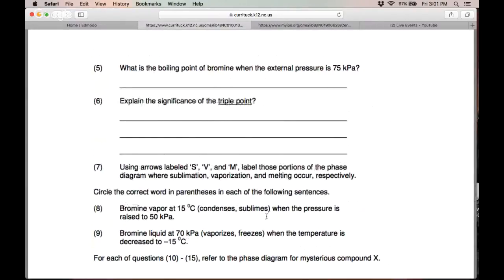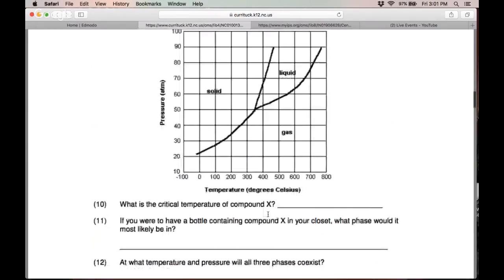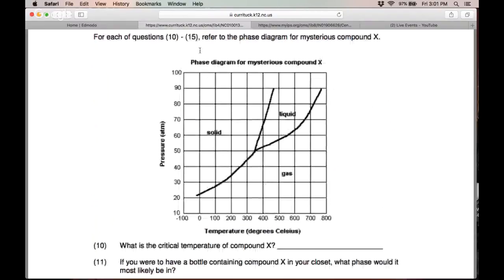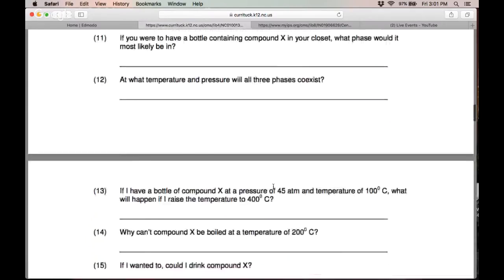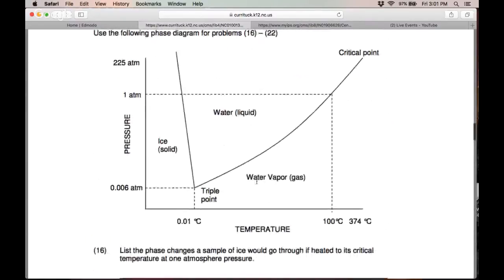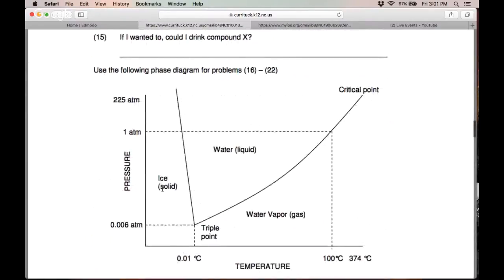You can go back and label them at the end. But do you understand the idea behind these? Yeah, it makes a lot of sense. Okay. So this particular diagram, so this one is 10 through 15. You're going to use this mysterious compound X, and it labels solid, liquid, gas for you. And then they're going to ask you questions about that. They also have another one for 16 through 22, and it's solid, liquid, gas, and you have the critical point and the triple point.